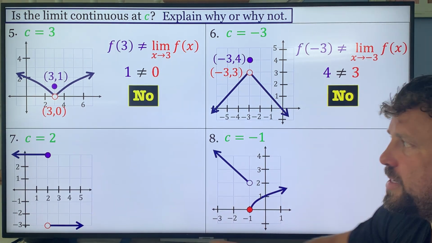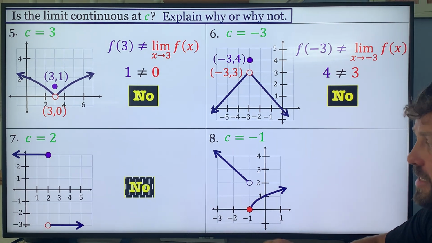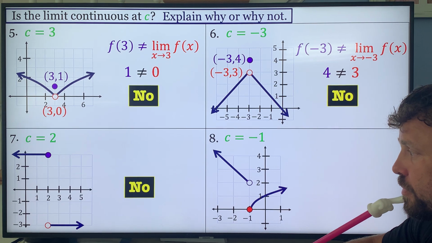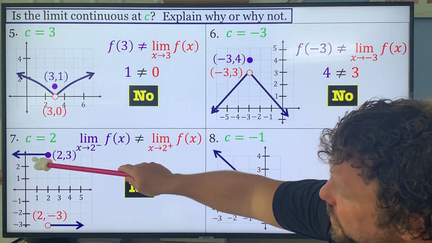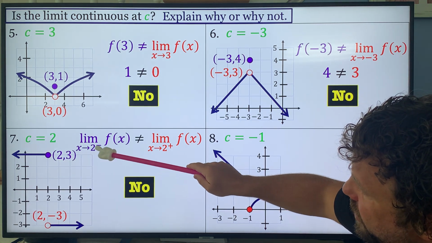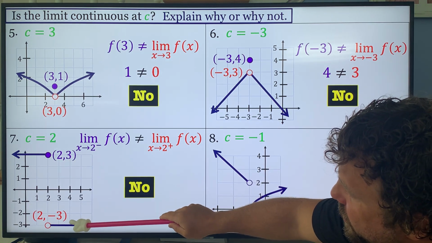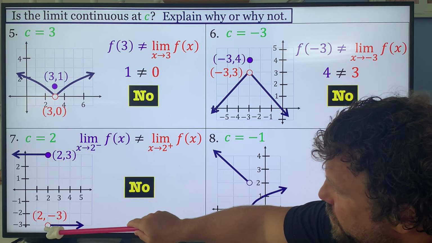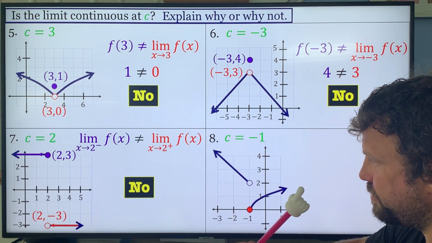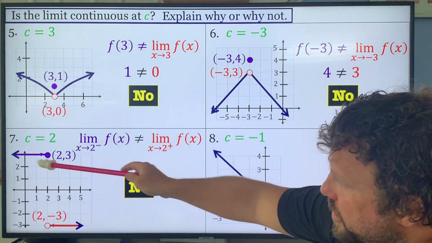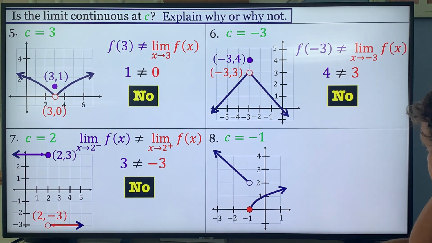What about 7? Is 7 continuous? That is not continuous either. Now, why not? Because the limits are not the same. The limit from the left-hand side is 3. The limit from the right-hand side over here is negative 3. And as we know, 3 does not equal negative 3. They approach two different numbers.